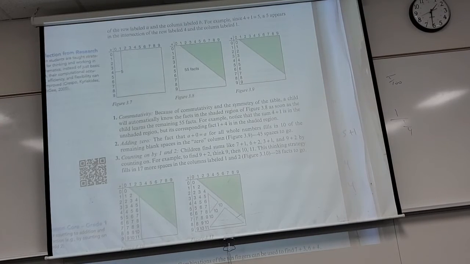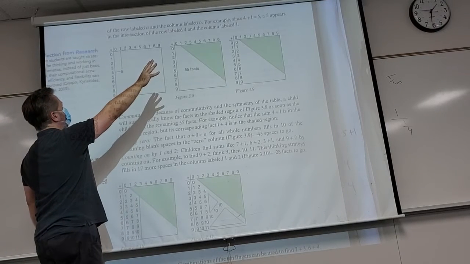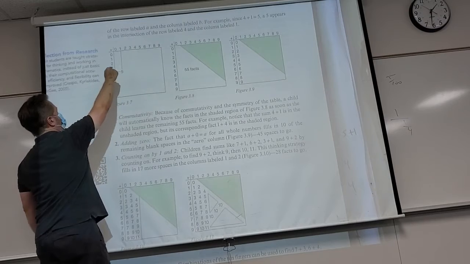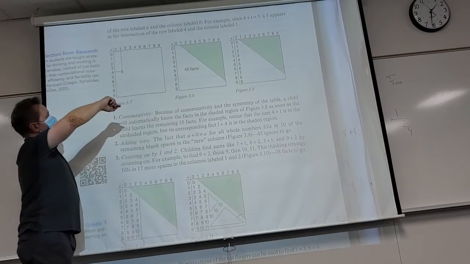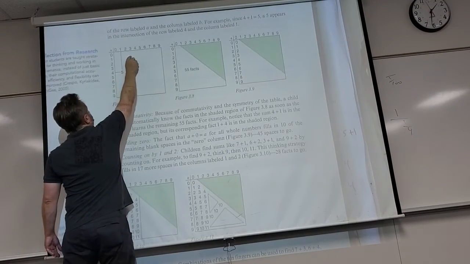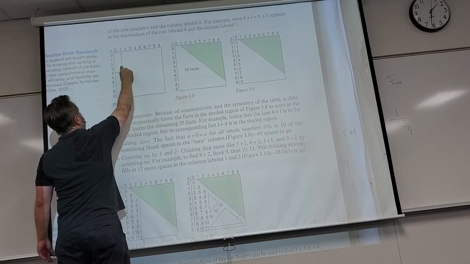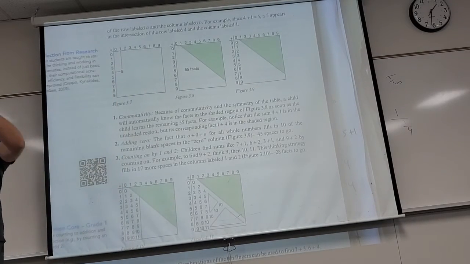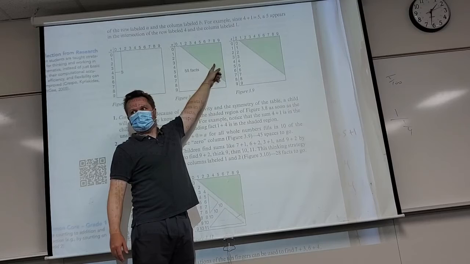Think about this. Where is 1 plus 3 on this chart? There's 1 plus 3, right? And where's 3 plus 1? 3 plus 1 would be here. Okay, so everything past that diagonal, once I know this part, I automatically know this part.